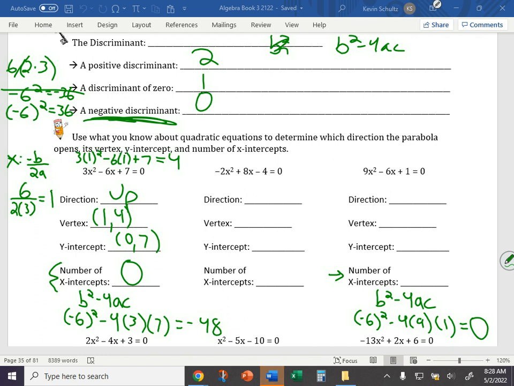Do we have to do like the direction and vertex? Yes, you need to do that. I'm just not going over it right now because that's review. We've already talked about that. I'm focusing on the new part here. But because this equals 0, a discriminant of 0 means there is one x-intercept. That vertex is on the x-axis.